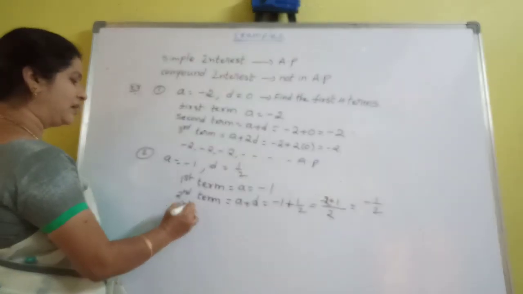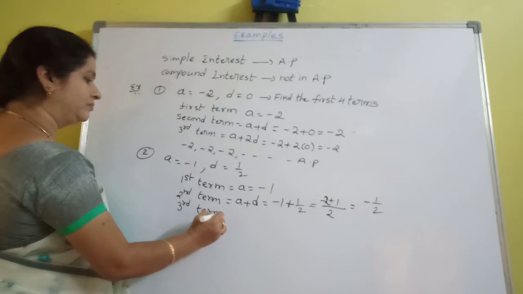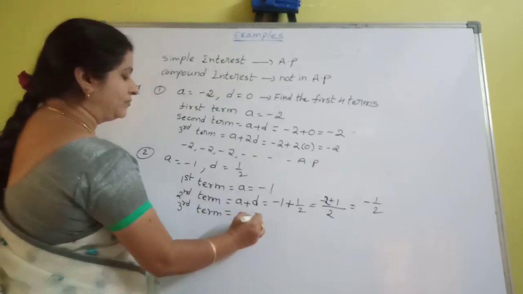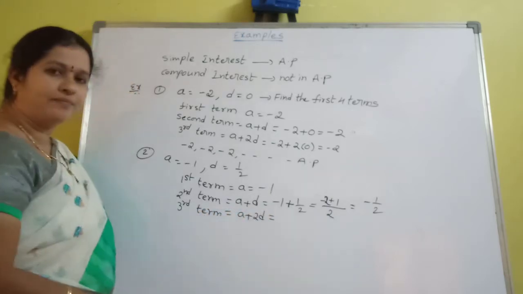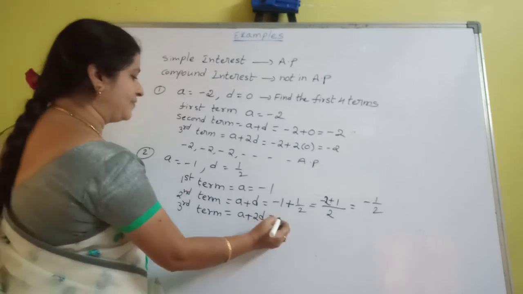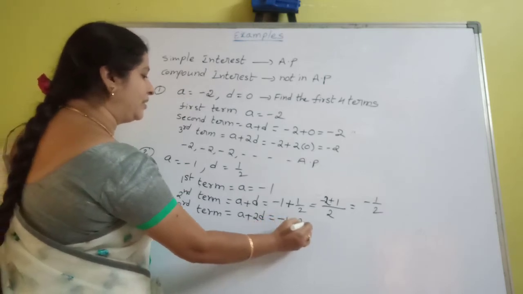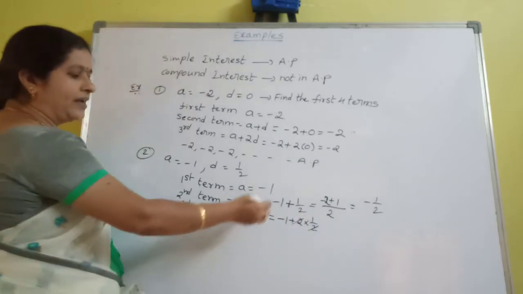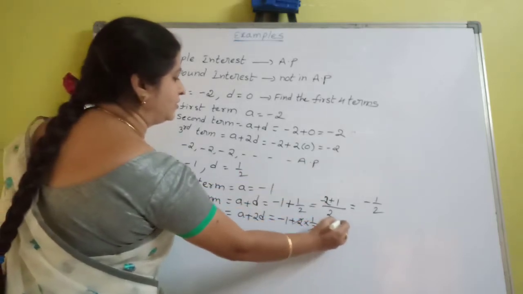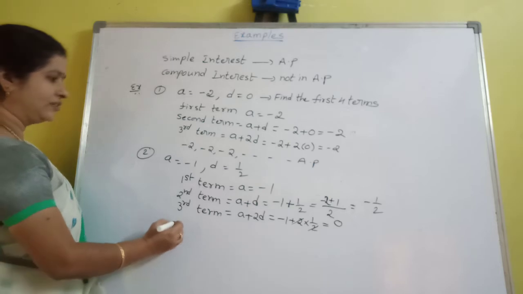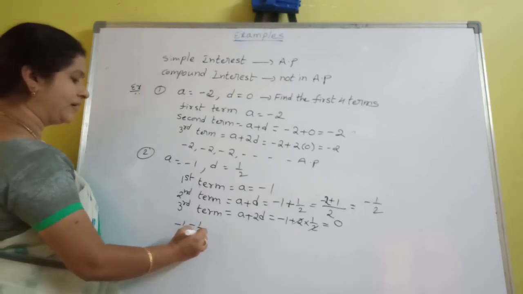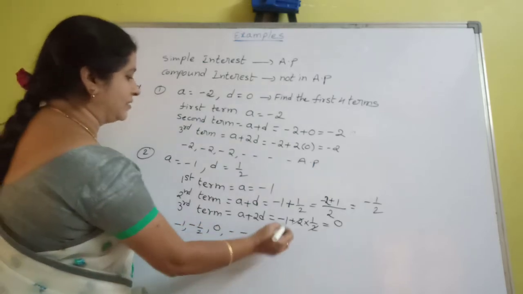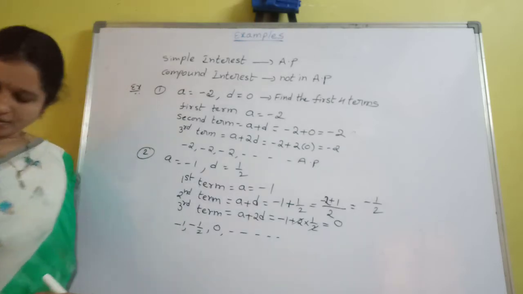So what is the third term? A plus 2D is the third term. So A value -1, 2 into D value, 2 into 1/2. The 2 gets cancelled. So -1 plus 1 equals 0. So the series is like this: -1, -1/2, 0, etc.